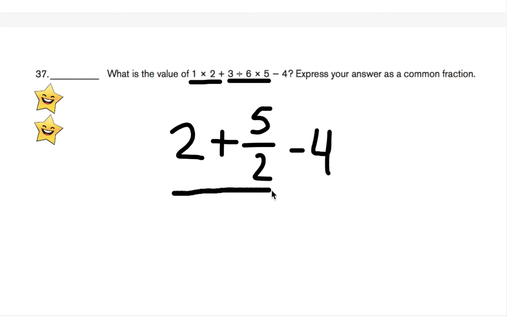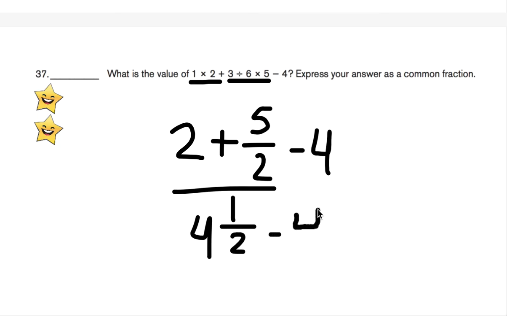And now we're going to go left to right. 2 plus 5/2 is 2 plus 2.5, which is 4.5. And then we're going to subtract away 4 from 4.5, and we're left with 1/2.